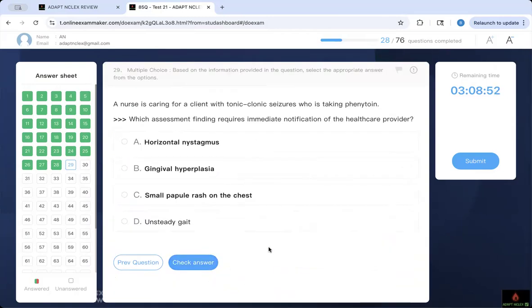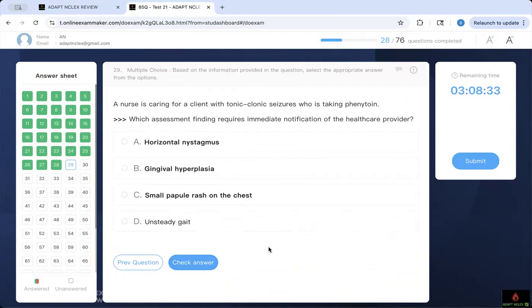And this is caring for a client with tonic-clonic seizure who is taking phenytoin. Pharmacology. Which assessment finding requires immediate notification of the healthcare provider? That means, what do you know about phenytoin that you should intervene? Horizontal nystagmus, gingival hyperplasia, small purple rash on the chest, unsteady gait.